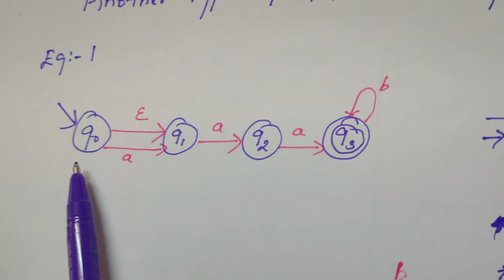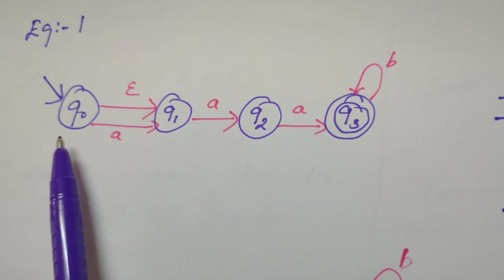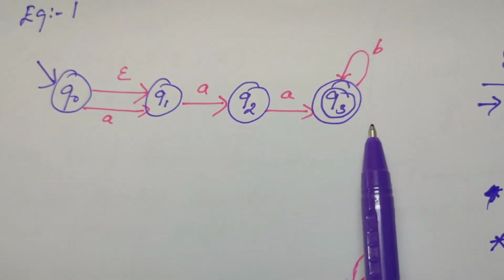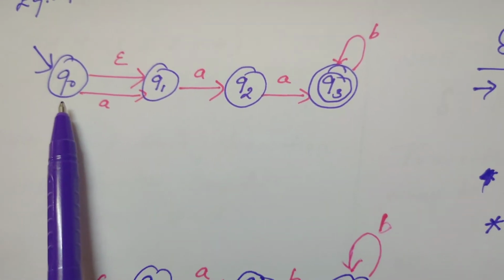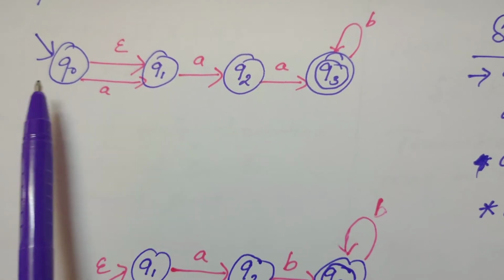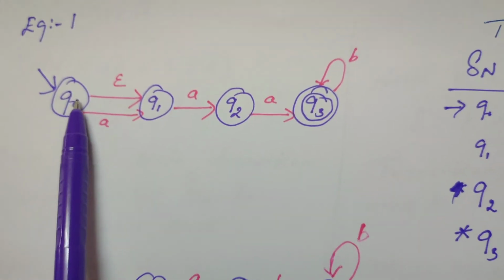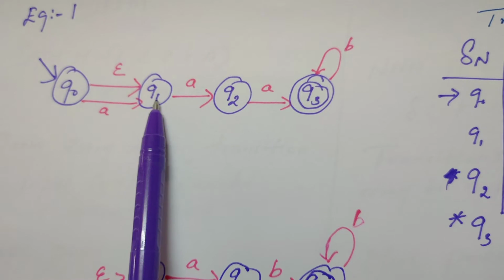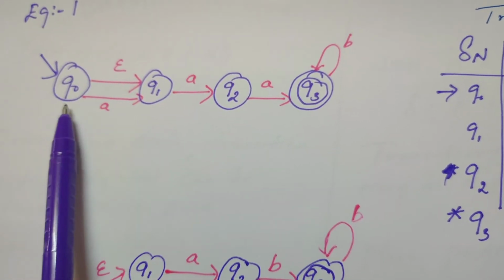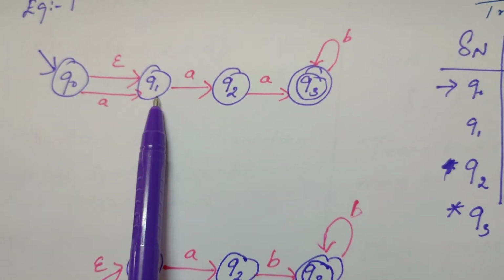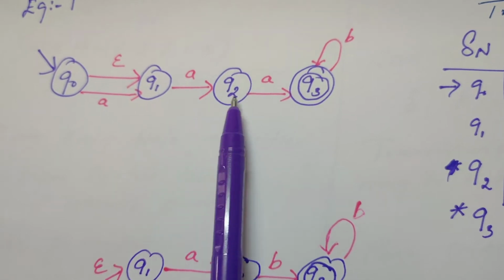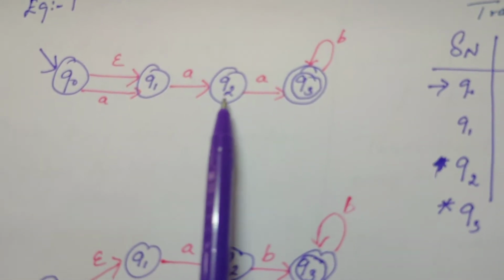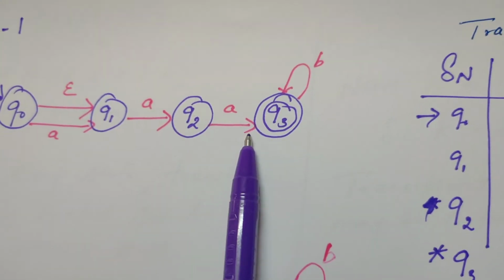In this transition diagram, there are 4 states, Q0, Q1, Q2 and Q3. Look into the transitions between Q0 and Q1. From Q0, just by reading epsilon, it goes to the state Q1, or on reading A, it goes to Q1. From Q1 to Q2, it reads A. From Q2 to Q3, it reads another A.